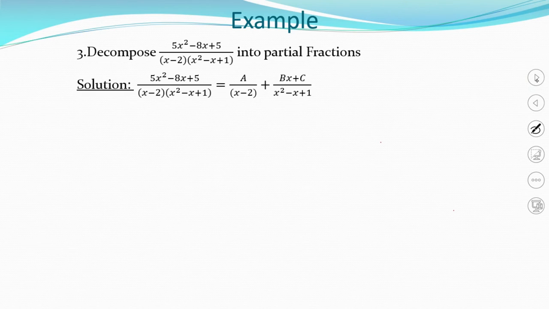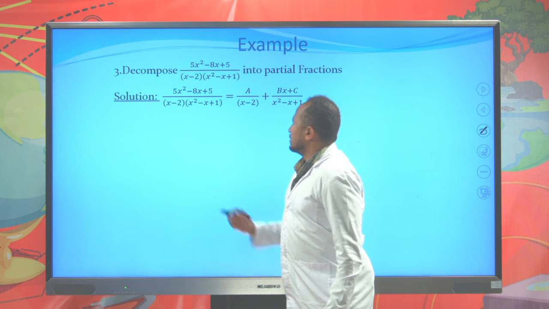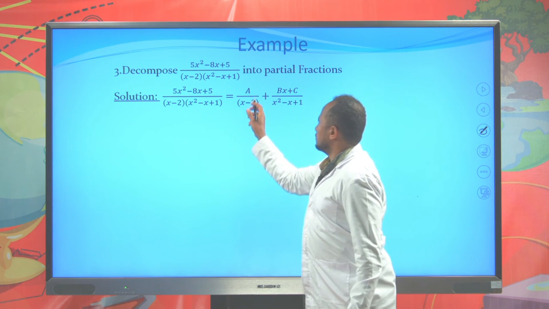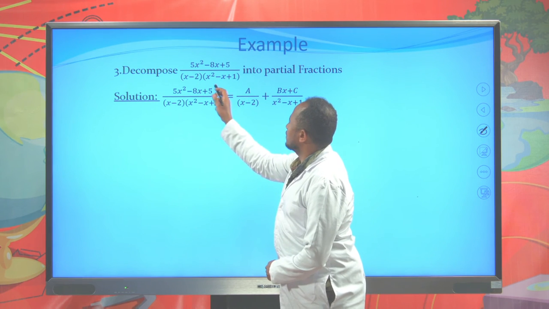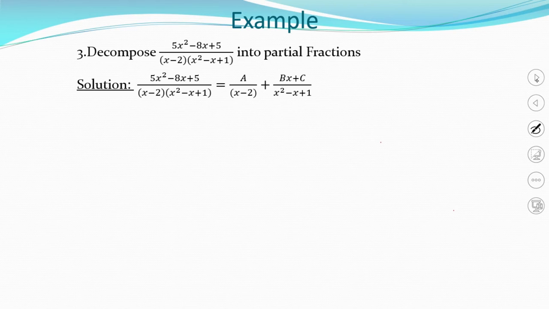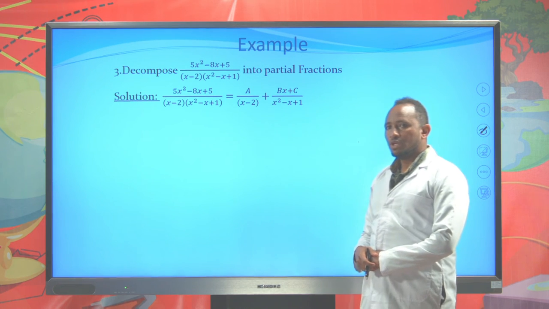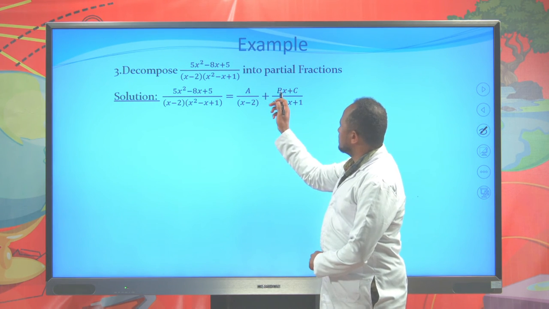Okay, to decompose this expression, using the guideline we listed earlier, for x minus 2, you take the constant in the numerator, plus, since this one cannot be factorized, if you check b squared minus 4ac, it becomes less than 0. So for this case, the factor you take on the numerator will be a linear form, so it becomes bx plus c. So after this, we need to find the variables a, b, and c.